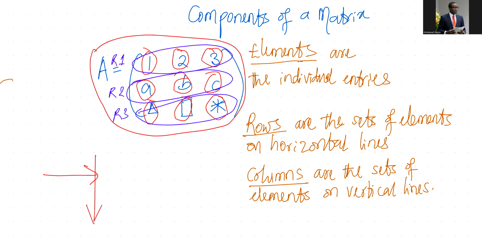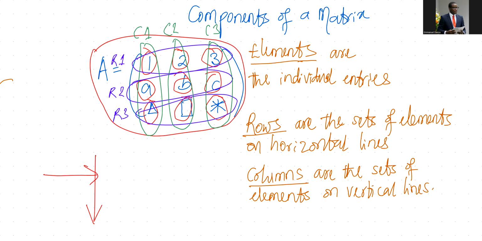On the other hand, we talk about the columns of a matrix, and they are the sets of elements on the vertical lines. So you have 1, A, triangle as column 1 in this matrix. You have 2, B, rectangle as column 2 of this matrix. And you have 3, C, star as column 3 of this matrix. So those are the components of a matrix. So you have the elements, the rows, and the columns.